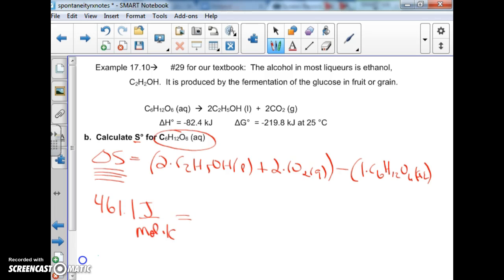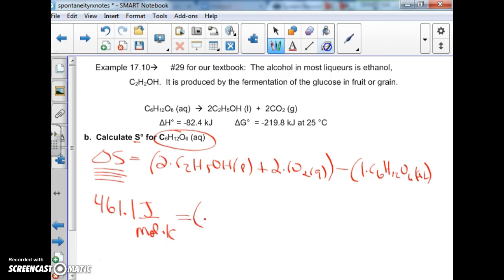Now we have to look at the rest of these values, keeping in mind that 461.1 joules per mole Kelvin is the first answer we got. We need it in joules because our sheet is in joules. So we will set then 2 times x, that's our unknown. Oh, I apologize, that is not our unknown. Let's try that again.